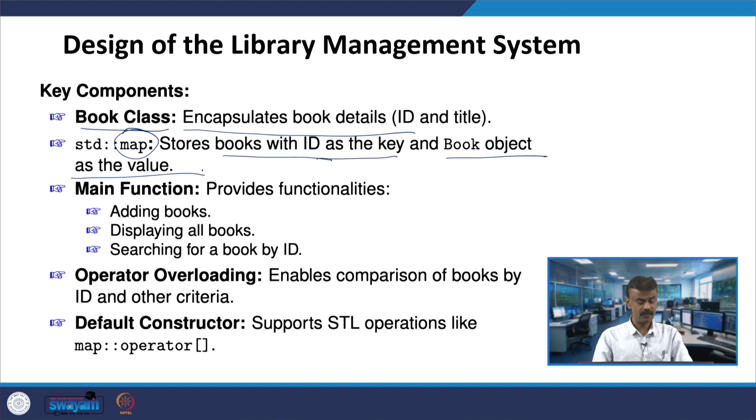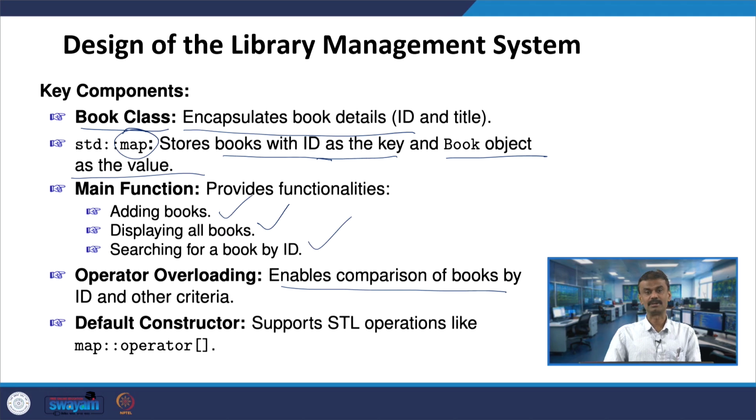The main functions are adding books, displaying all the books, and searching for a book. These are the main functionality of the library. Then operator overloading. This is useful to compare the books, either by ID or some other criteria. We may use less than or equal. Some operators we are going to overload, that we will see, and then we use a default constructor. This will be useful, and in fact, it is supporting STL operations like operator.